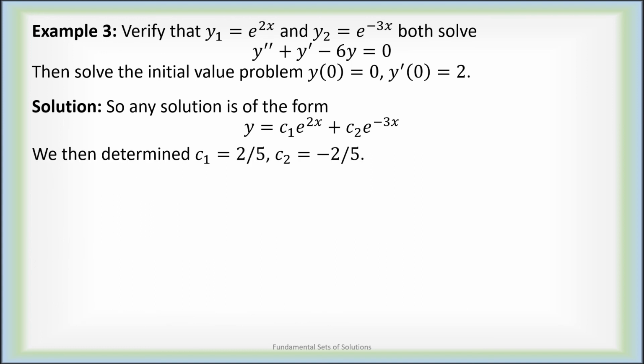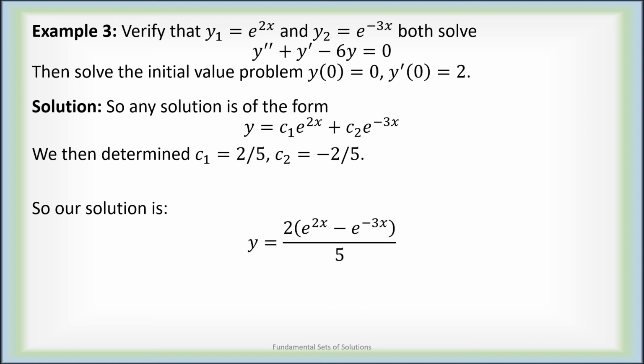So having determined the general form of solutions and then specifically finding the two constants using our initial values, our exact solution to the differential equation with our given initial values must be 2/5 e to the 2x minus 2/5 e to the minus 3x. We can factor a 2 out of that numerator and present it like this.